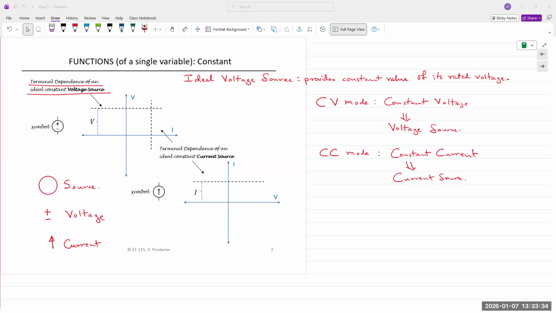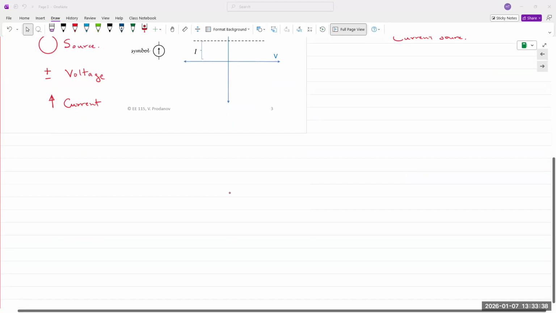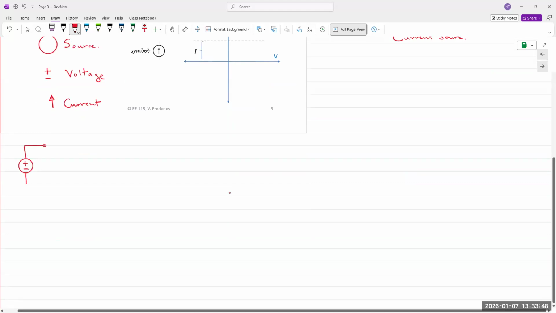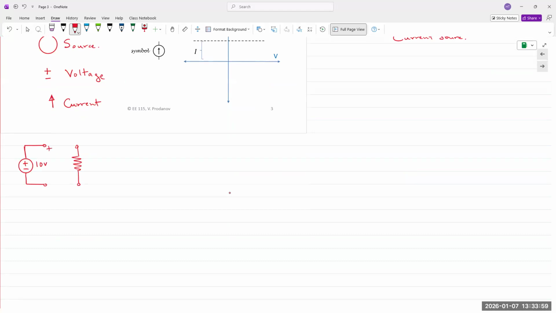Okay. Let's look at an example. So let's say I have a source. What kind of source is this? Voltage source. This voltage source is rated for 10 volts, and I connect it to this resistance that is of 1 ohm.